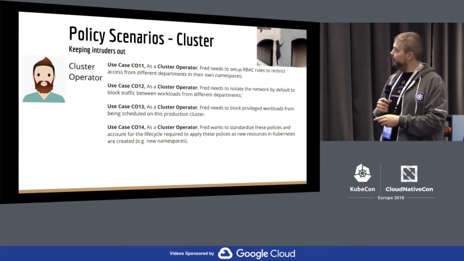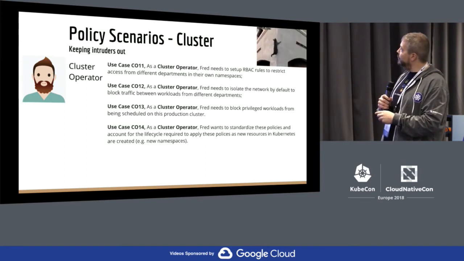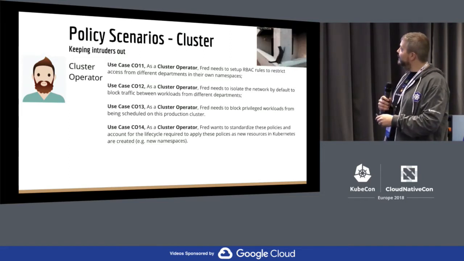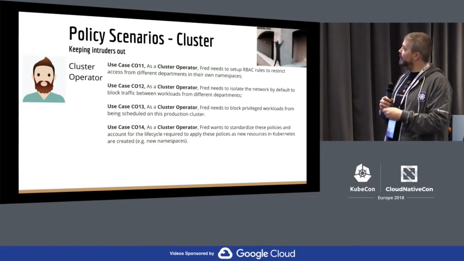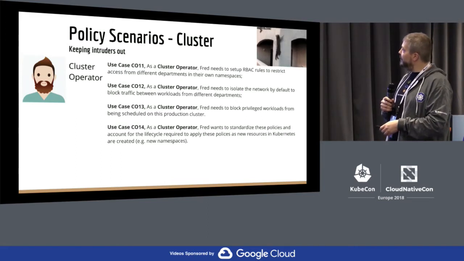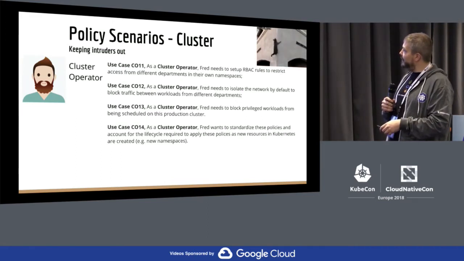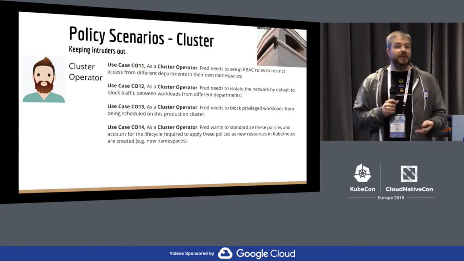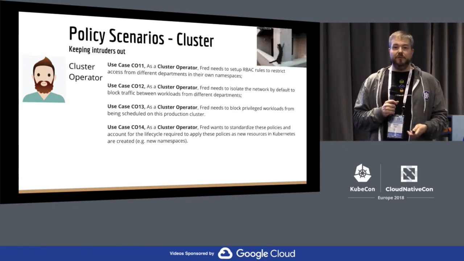So these scenarios reflect some pieces that already exist, right? The ability to set RBAC rules across different namespaces is there today. That's not necessarily new. Isolating network and blocking traffic can be supported today, but then standardizing these policies that account for the life cycle required to apply or modify them, that's something that we think is sort of a net new that would build on top of what's already there.